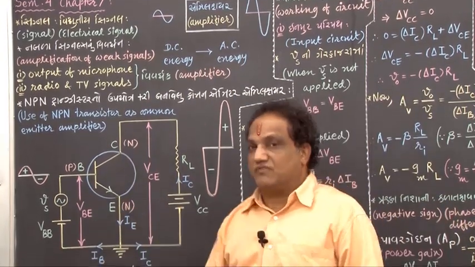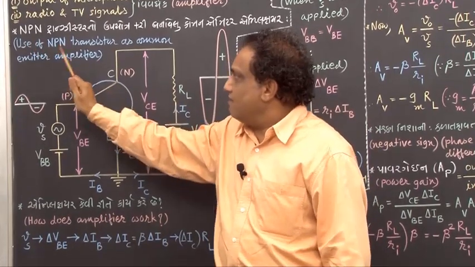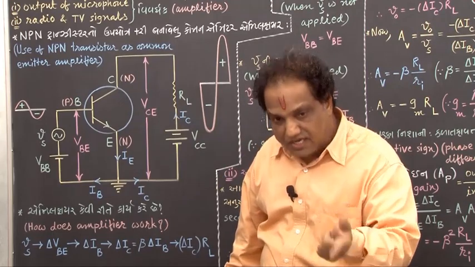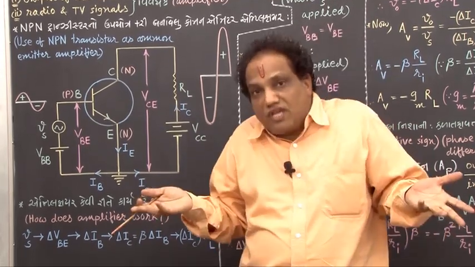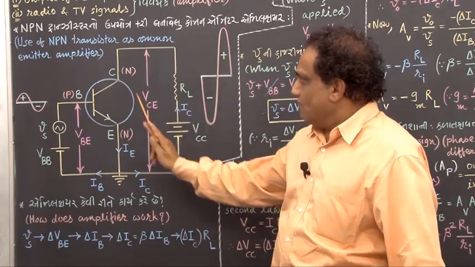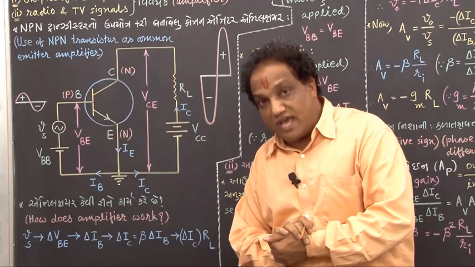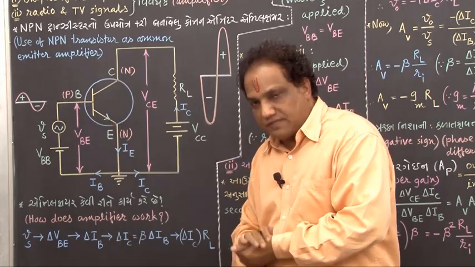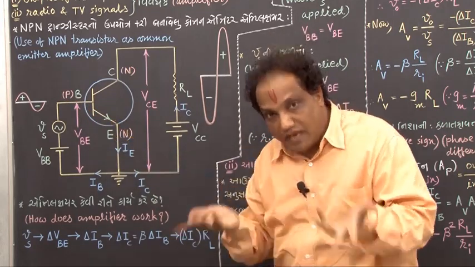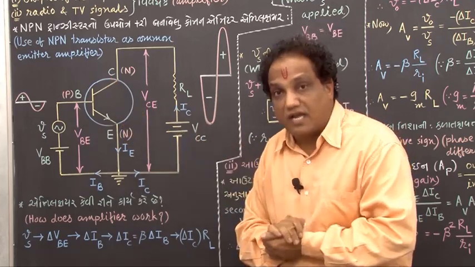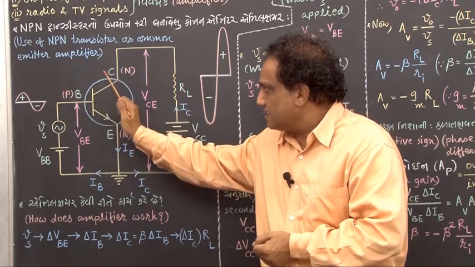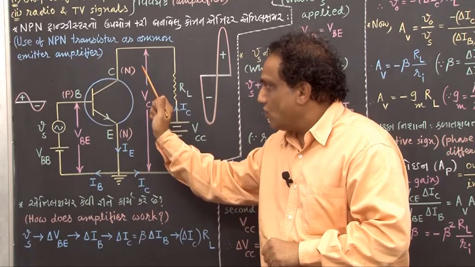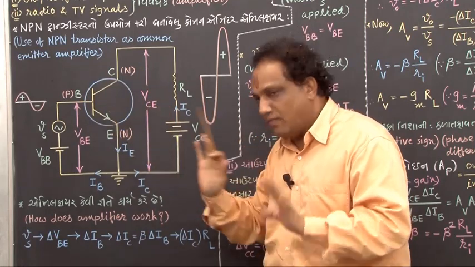Now, in our syllabus, we have to study the use of NPN transistor as a common emitter amplifier. How can we use it? I am showing you. First of all, draw the circuit symbol for NPN transistor. Remember, the middle terminal is the base. The terminal on which the arrow is put is the emitter, and the terminal without arrow is the collector. Emitter, base, collector. And if it is an NPN transistor, you may write NPN this way, or this way. No problem.